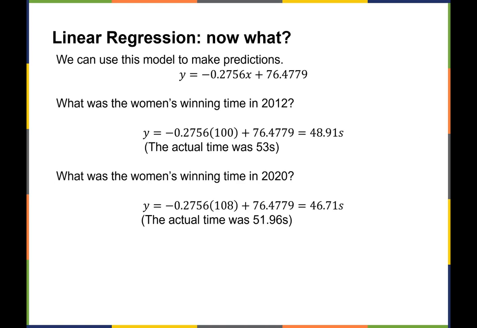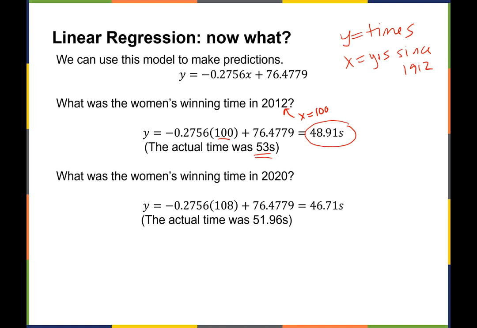So what do we do with this model? Well, we can use it to make predictions. We know that y is equal to winning times, right? And x is equal to years since 1912. So if we want to predict what the winning time was in 2012, we can just plug in 100 for x, because 2012 is 100 years after 1912, and predict what our winning time was. So we plug in 100 and compute it. We get 48.91 seconds. The actual winning time was 53 seconds.